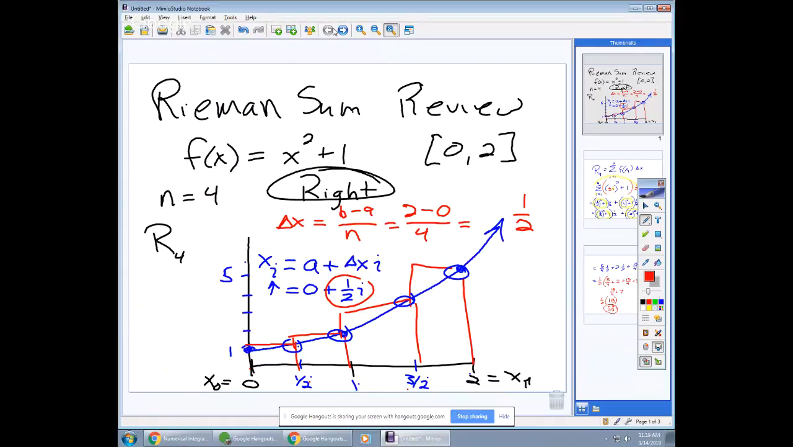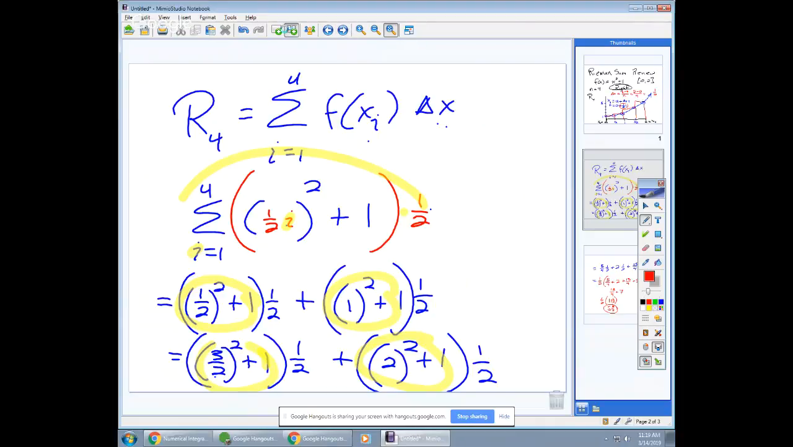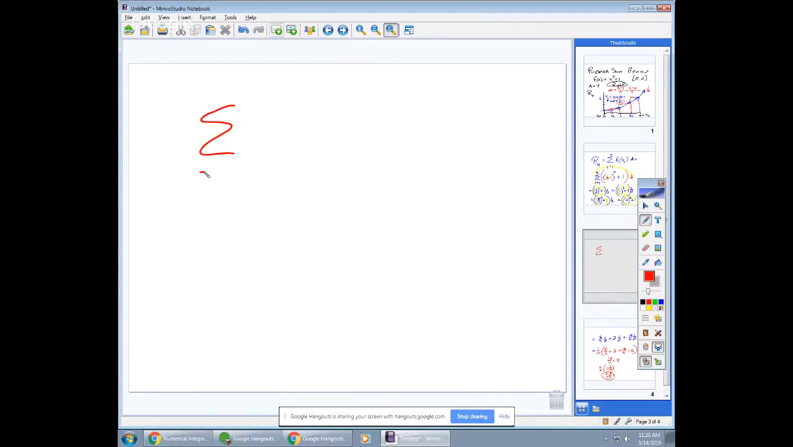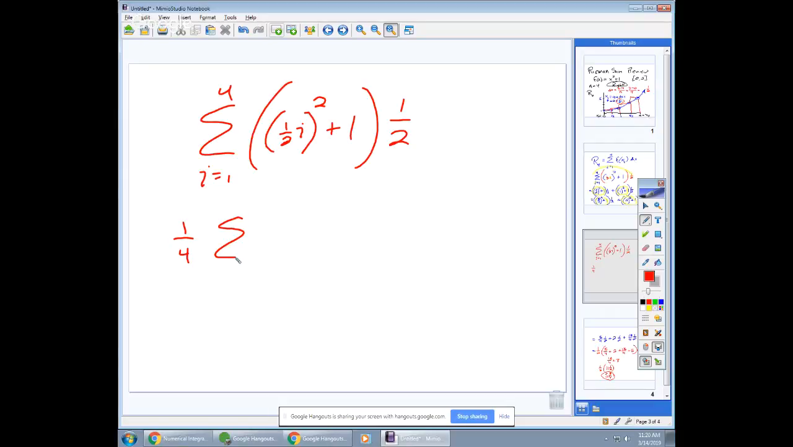All right, let's focus on the sum for a minute, and then we'll just do a couple other examples. So if I break down this sum, I have the sum as i goes from 1 to 4 of parentheses (1/2 i) squared plus 1 times a half. I just want to play with this for a minute. So just think back to exam 1 when we had to set up a Riemann sum to take the limit. The half is a constant, so the half comes out. And then I get the sum of a sum.